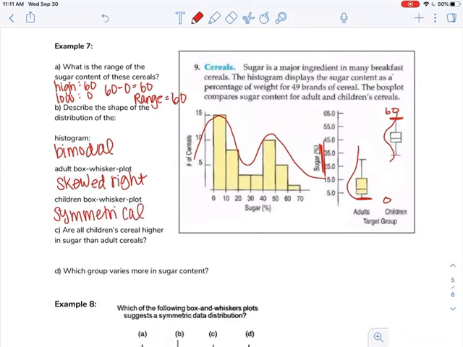And then it says, are all children's cereals higher in sugar than adult cereals? Well, if this is our children's cereal, notice how they're all higher in sugar. So I'd say yes. And then, which group varies more in sugar content? Notice how a lot of our data here for the adults is pretty far from the median, whereas it's closer to the center for the children's. So I'd say adults vary more. You really want to look at your data and see how close it is to the median.